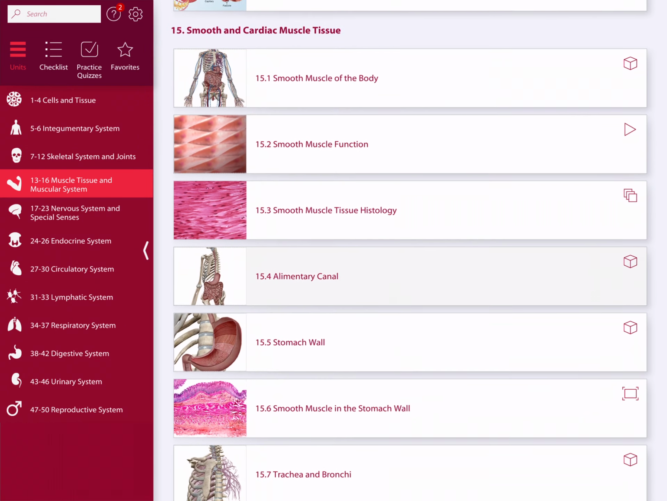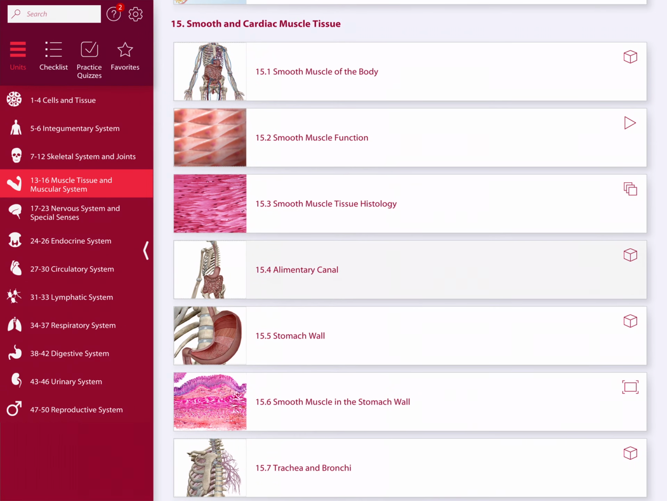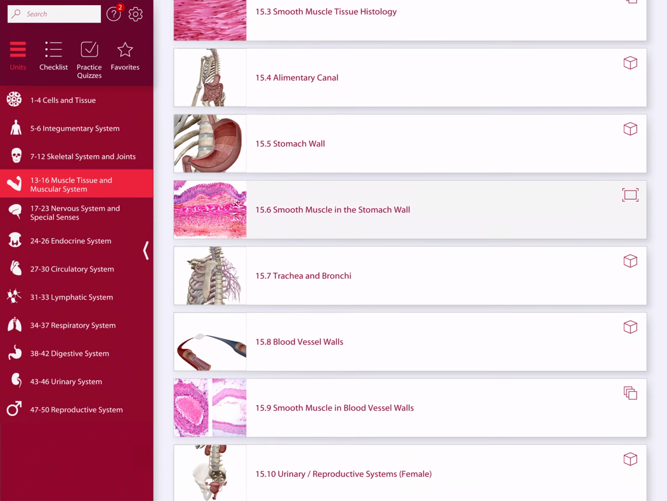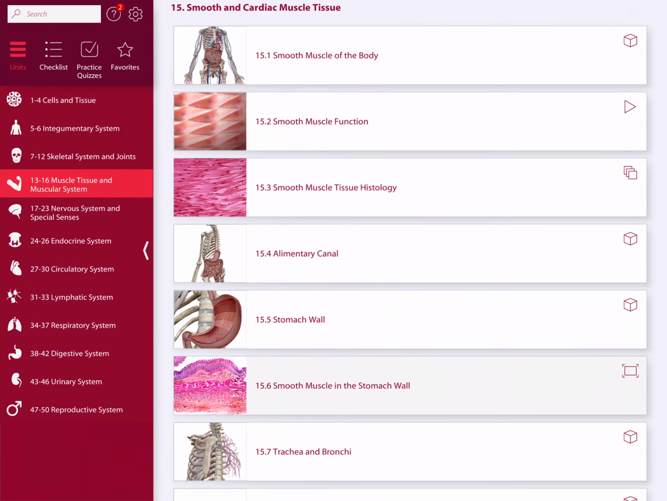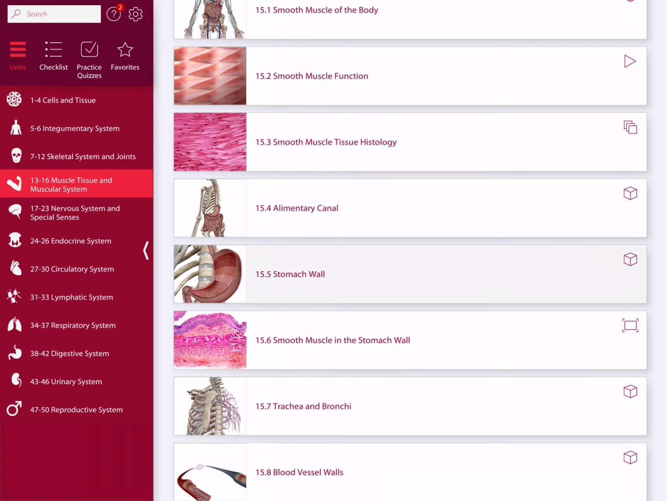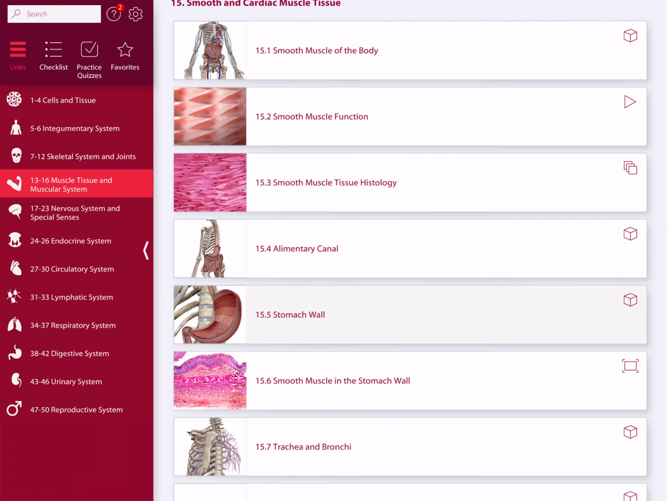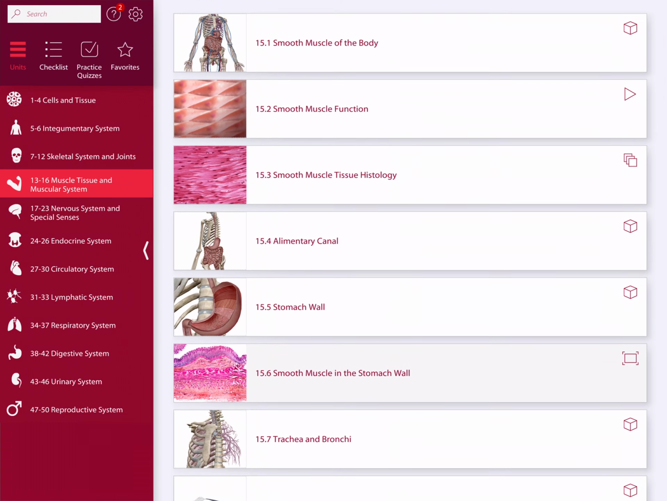Next, we've got chapter 15. This is going to show you the difference between smooth muscle and cardiac muscle. We've already established skeletal muscle, so this is going to show you the smooth muscle function, which smooth muscle is the strongest muscle in the body. It's very, very strong and can contract for a long period of time without exhaustion. Skeletal muscle, it's very quick, but it is very weak in comparison.